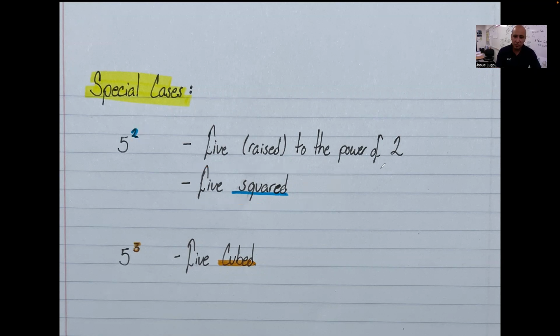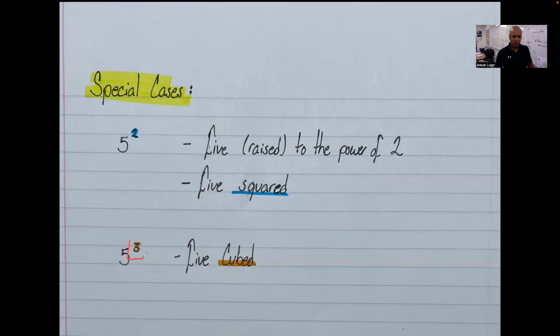Anything to the power of 2. So if we have 7 to the power of 2, you would say 7 squared. 3 to the power of 2 would be 3 squared. Anything, again, ladies and gentlemen, anything raised to the power of 2, instead of saying raised to the power of 2 or to the power of 2, you just say squared.